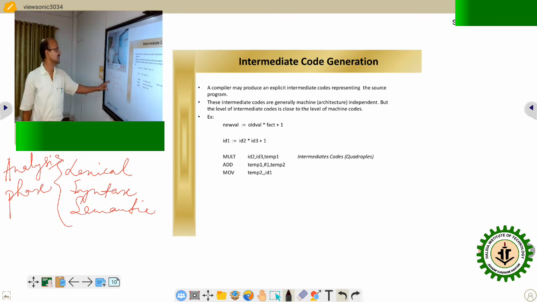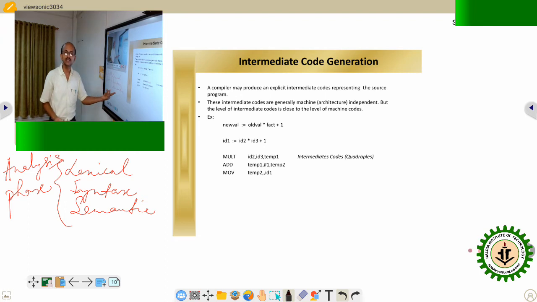Lexical analysis, we have seen, is identifying the lexemes. Syntax analysis is checking whether the grammar is followed. Semantic analysis checks whether the meaning is clear or not, and whether the data types are compatible or not. Once they are verified, okay, then we go to the synthesis phase.